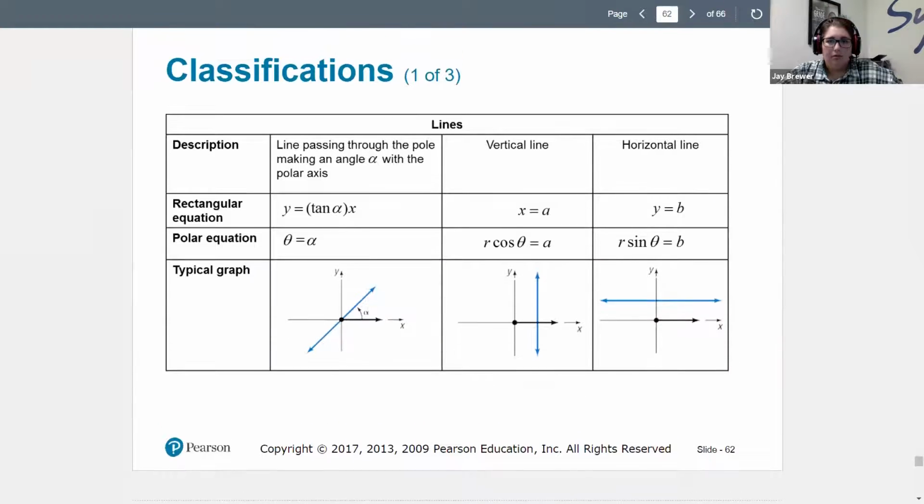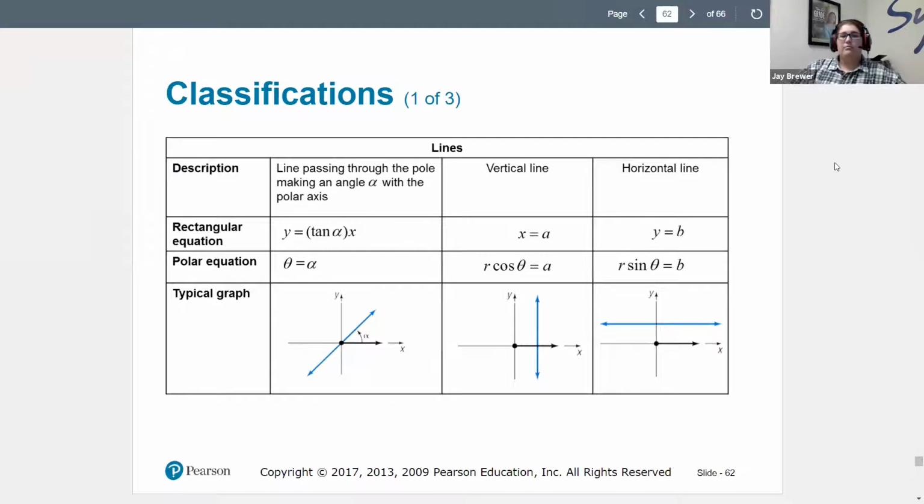Okay. Go ahead and write these down. You have your classifications. They give you a description. They also give you rectangular and polar equations. And then they give you the typical graph. And I imagine they're also going to give you the polar graph.